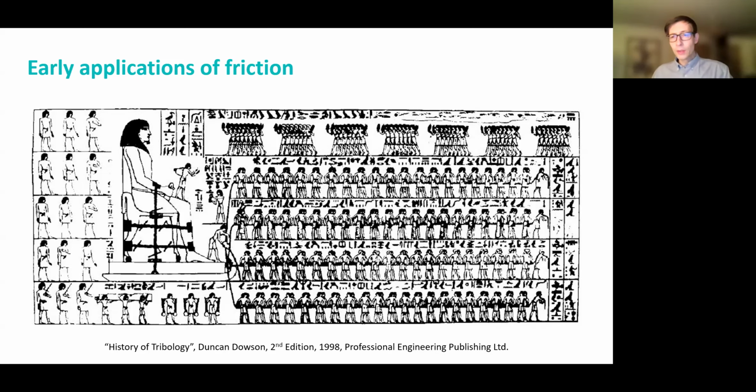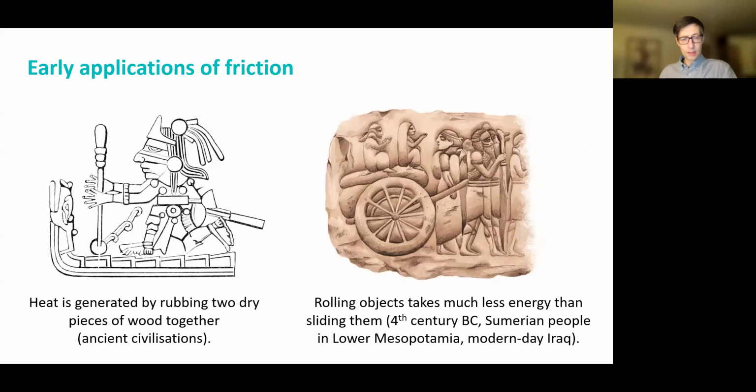But there is a key figure in that illustration, just in the middle of that picture, standing at the top of the sledge, in the front of the sledge, is one guy who looks like he's pouring some liquid in front of the sledge. And this is understood to be one of the first examples of applying lubrication to deal with friction forces and to minimize friction. I'll come to that example later on, but let me give you a few other examples.